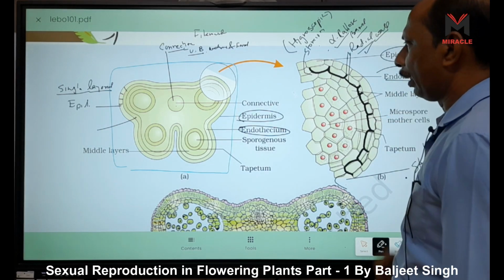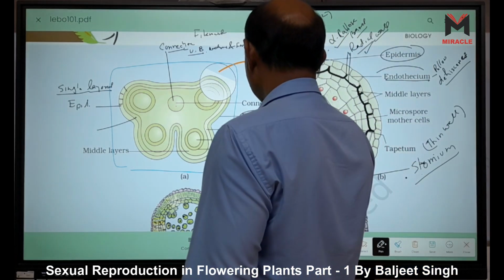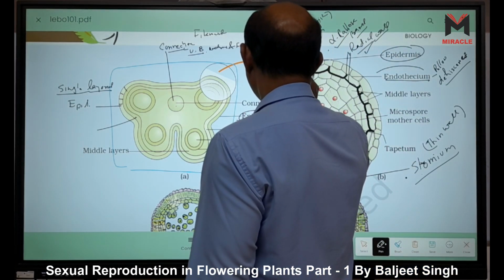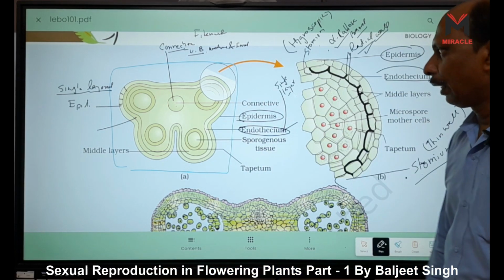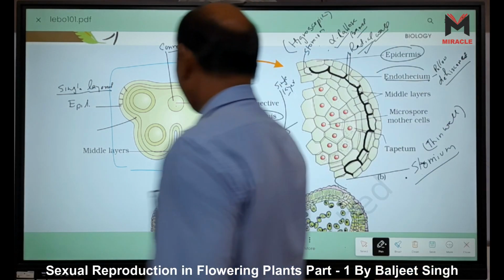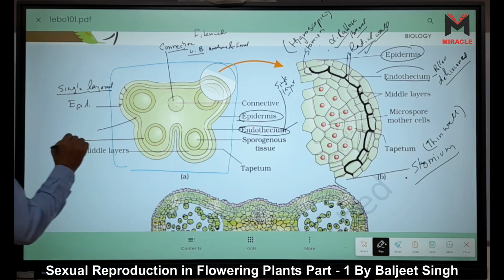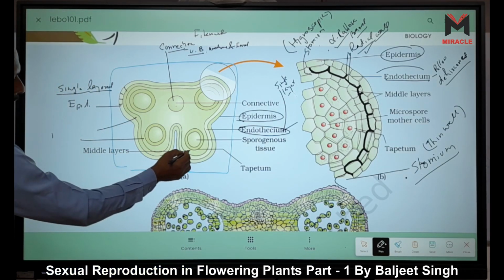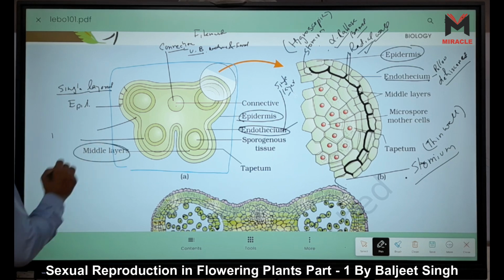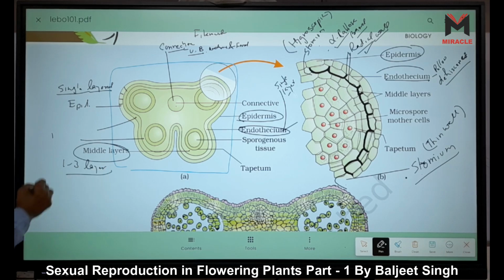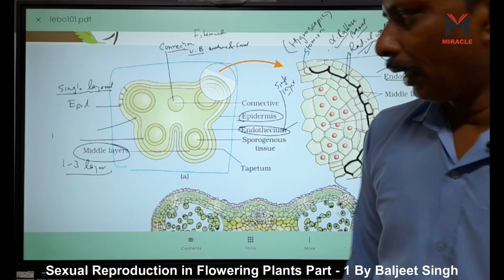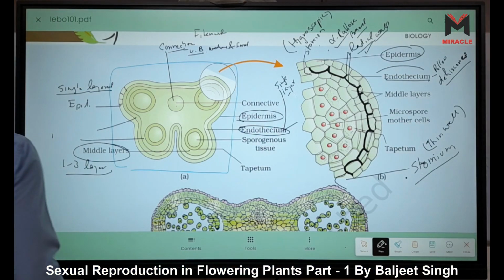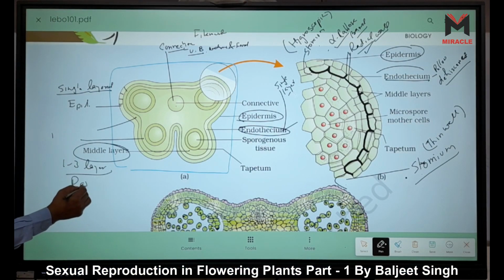This is the second layer, the endothecium. The endothecium is also a single layer, meaning one cell layer, right? Third is our middle layer. It is given here, right? Middle layer means one, two or three layers of cells are there. And it is made up of parenchymatous cells.